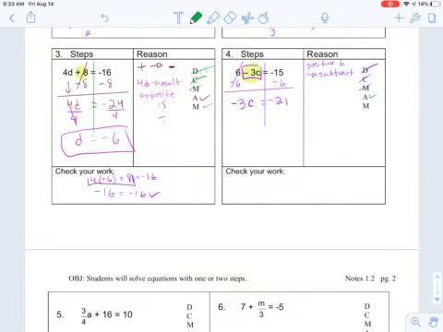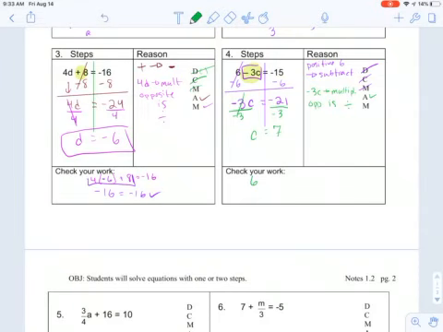The last step is multiply or divide. I have negative 3c, which we know is multiplication. The opposite is division, so I'm going to divide by negative 3. Negative 3 divided by negative 3 is positive 1c, or in other words, just c. It's like that cancels out. And if I do it to one side, I have to do it to the other. Negative 21 divided by negative 3 is positive 7.